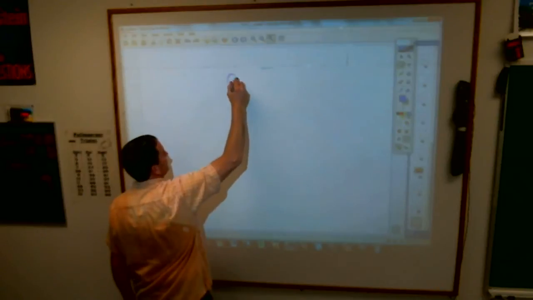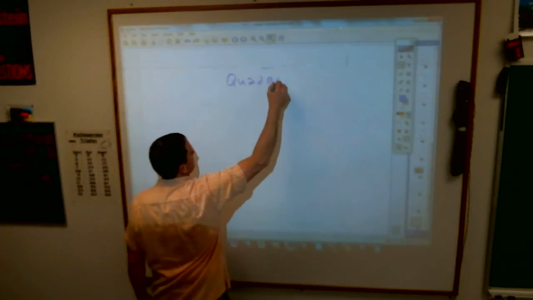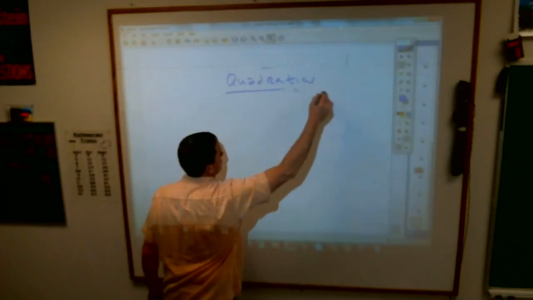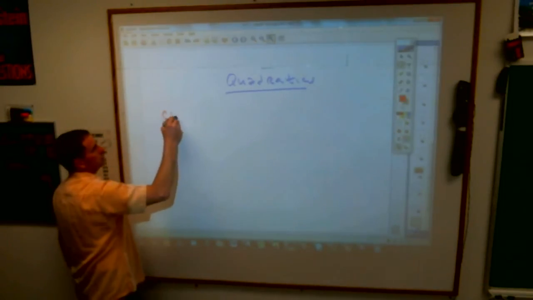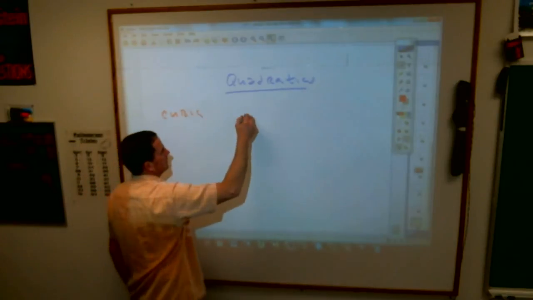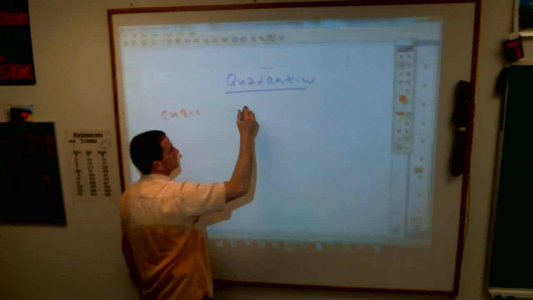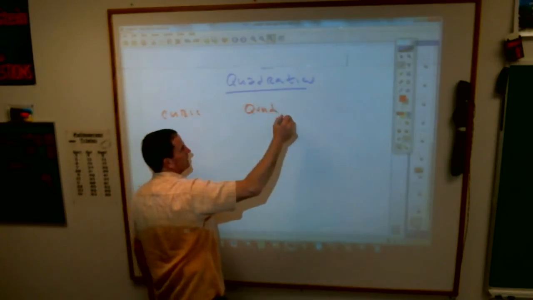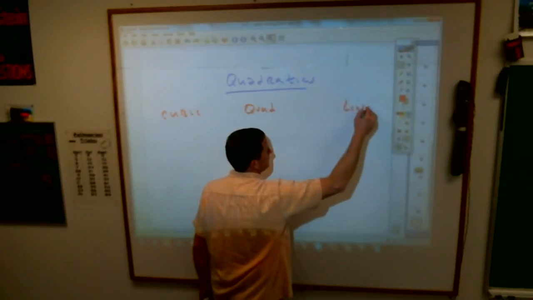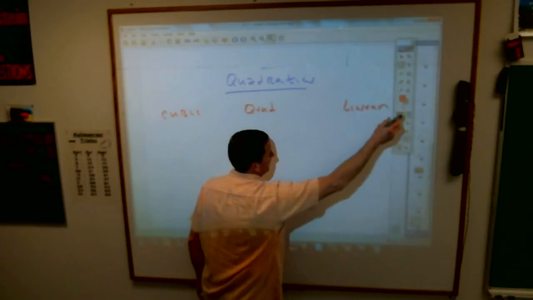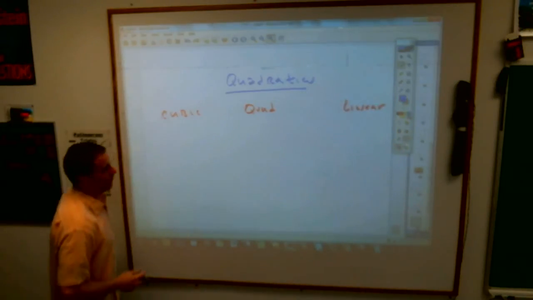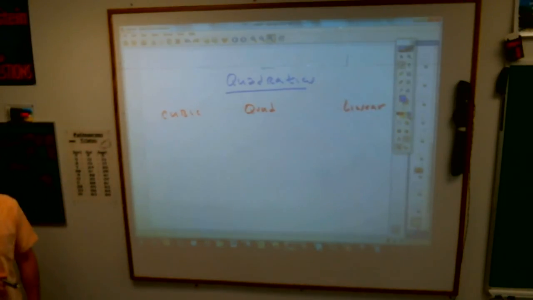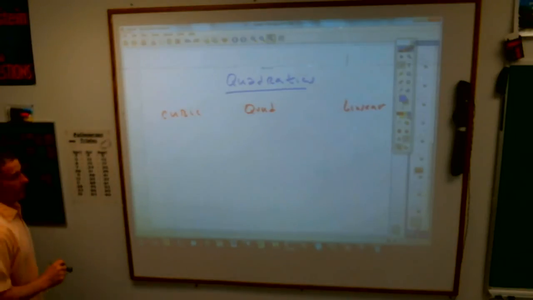Let's put quadratics up here. We have discussed cubic, quadratic, and linear. Anybody know where I'm going with that? Yes. Graphing what though? Ooh, thank you for that.